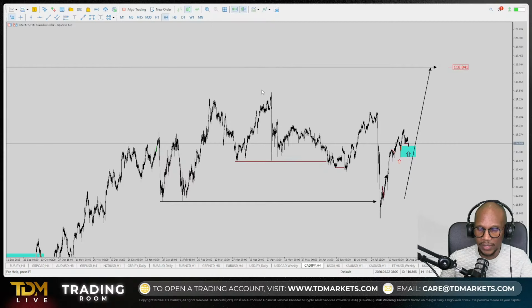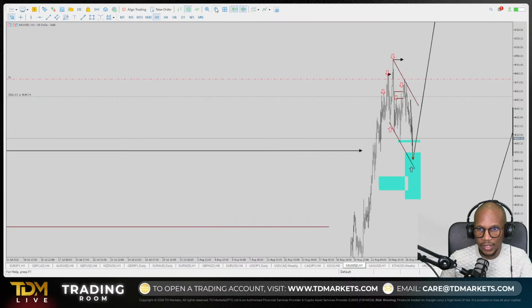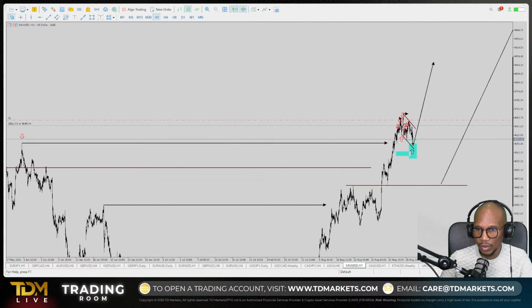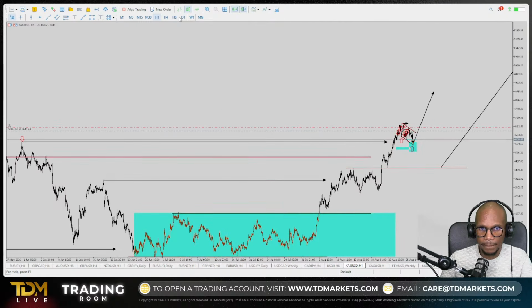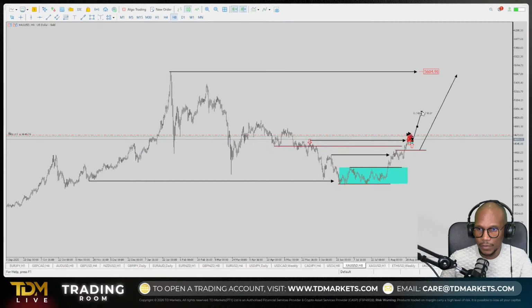So what I would say is NZD JPY, CAD JPY, and these ones are going to be ready very soon. And then the commodities are completing a correction. So you see the long-term swing on gold and silver is this move up.